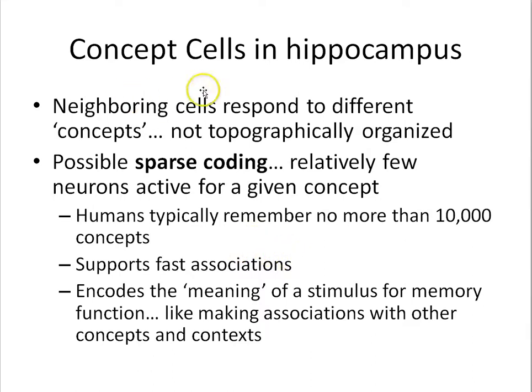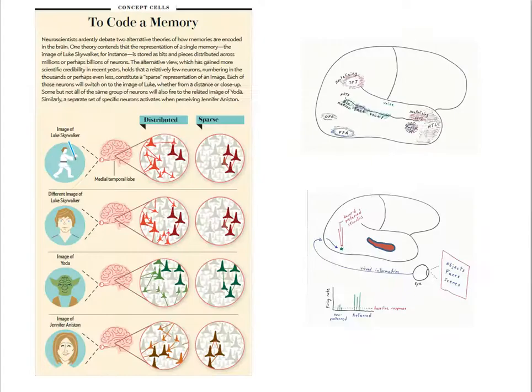And so what they think is going on is that these concept cells are encoding the meaning of a stimulus for memory functions, like making associations with other concepts and contexts. And in their view, sparse coding is a more efficient system for a rapid association learning system. Now, you'll recall the sparse coding versus distributed coding.